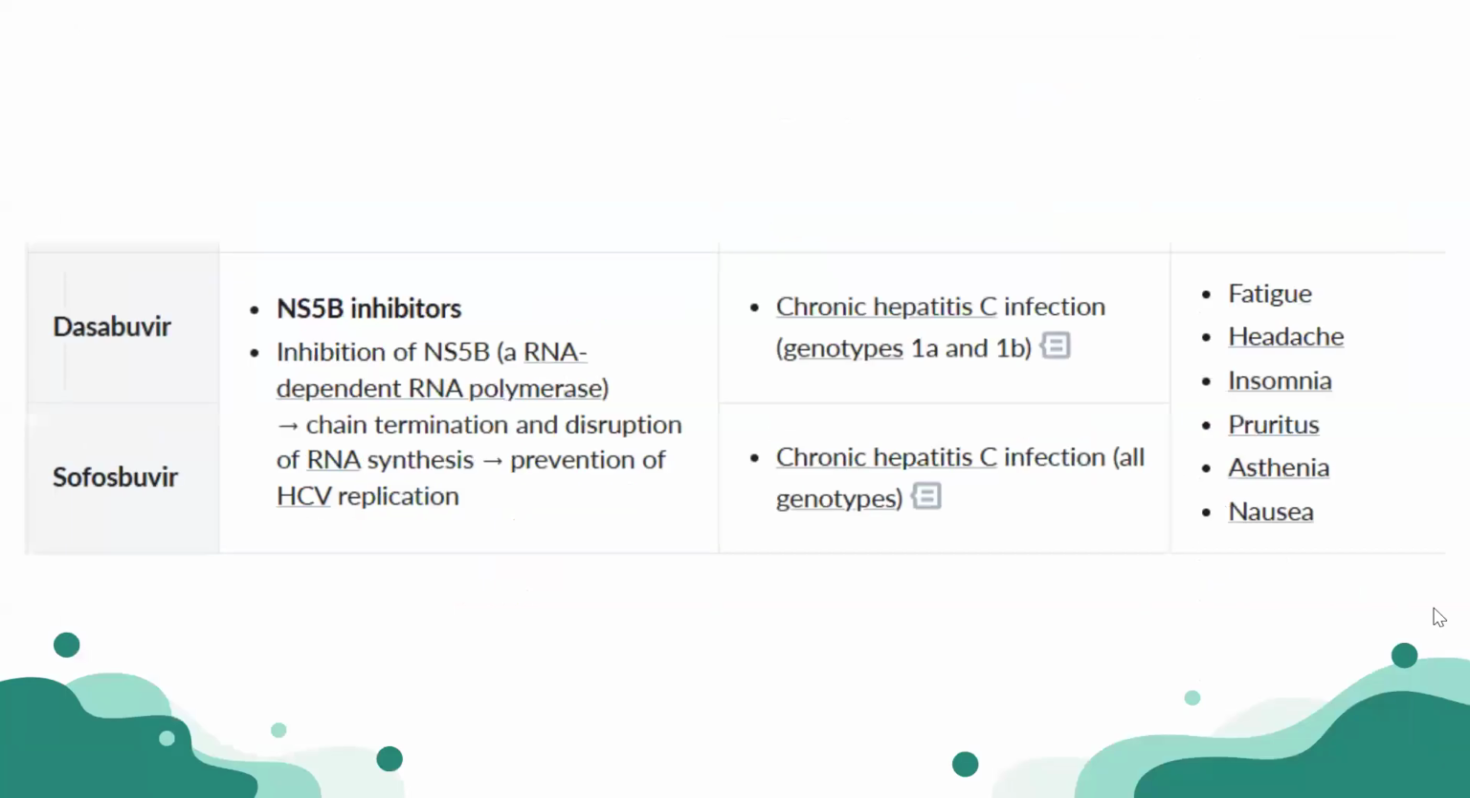Okay, and lastly, we come on to the NS5B inhibitors, which is dasabuvir and sofosbuvir. So B, that's a very good sort of clue, we know that that's how it works. This is an RNA-dependent RNA polymerase, which is necessary. Once you inhibit that, you're also going to disrupt RNA synthesis at its root. And because of that, you're not going to allow for viral replication to occur. Once again, pretty much the same side effects: fatigue, headache, insomnia, pruritus, asthenia, and then nausea. Pruritus or skin allergies would be an important one to know.